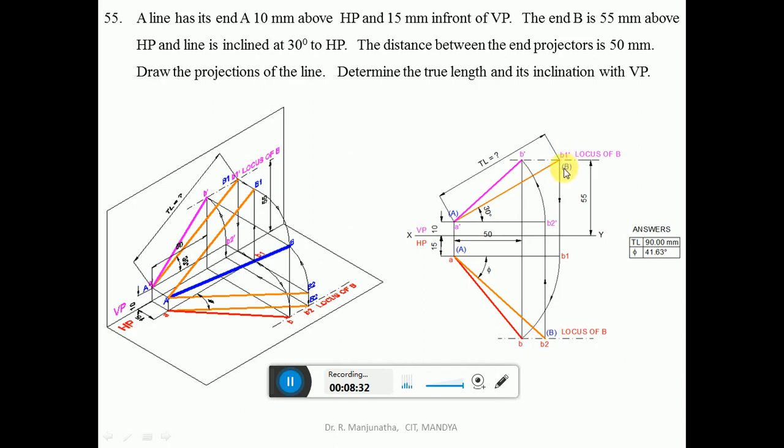So this will be capital B and this will be capital A. Because the line is inclined at 30 degrees, that means you have the true inclination of the line. So you got the true length. The length of this true length will be 90 mm.